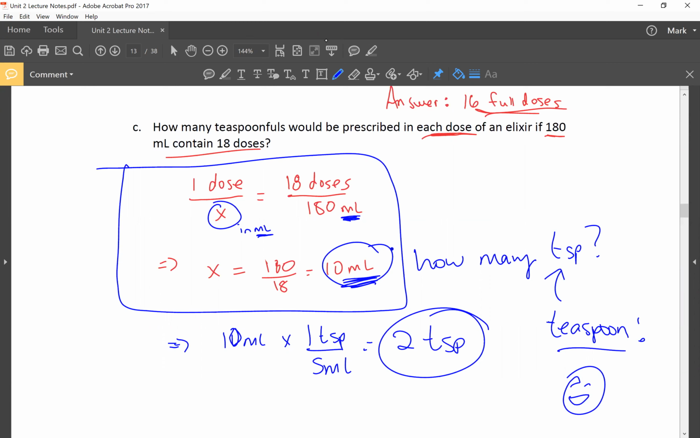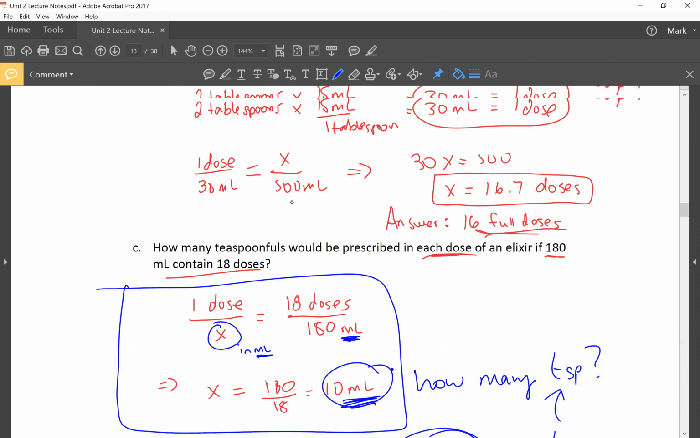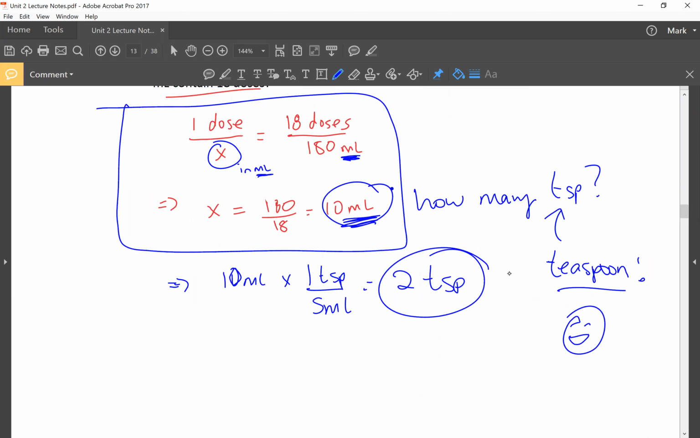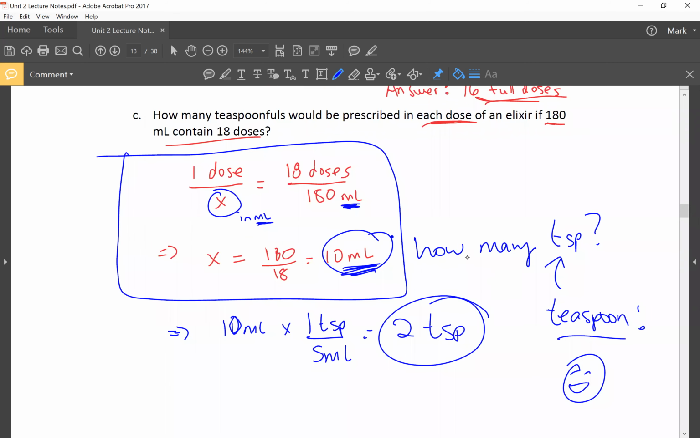If there's anything I can explain a little differently or better, like if there's a part of this question that you really don't understand, let me know. But it's the same as every other question, right? We're finding out how many milliliters are in one dose, which is 10 milliliters. And then I'm trying to see how many teaspoons are in that. So yeah, let me know if there's any part of this that really didn't make any sense.